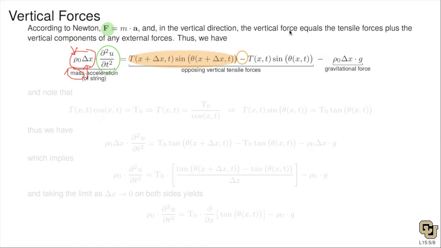And then we have external forces, such as gravity. This is our gravitational force, which is pushing down, so there's this minus sign. Again, rho times delta x is mass, and g is our acceleration due to gravity. So that's your gravitational force, and here are your forces due to this string going up and down.